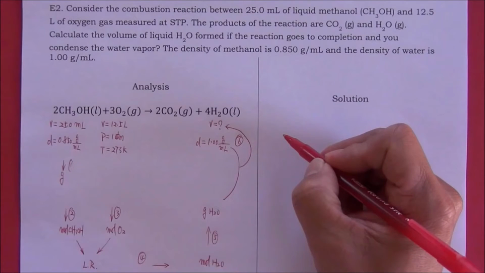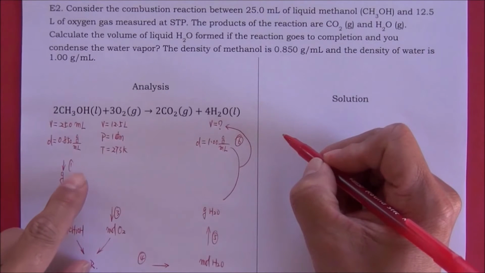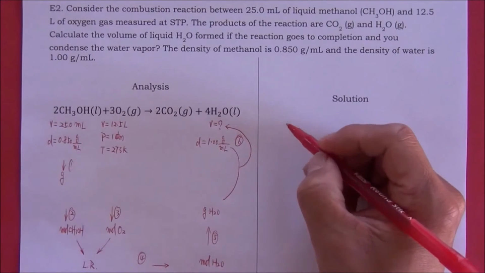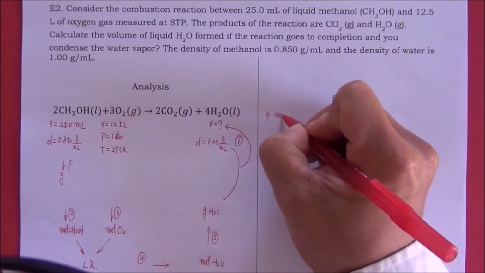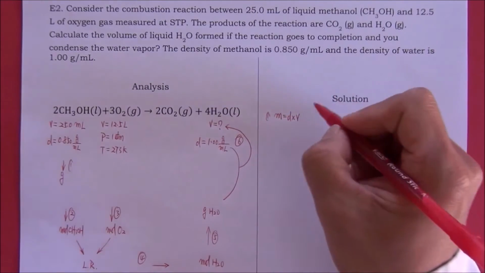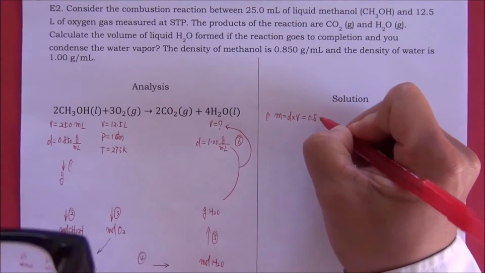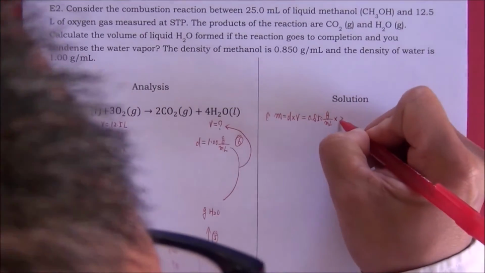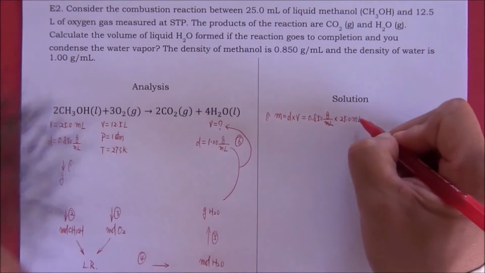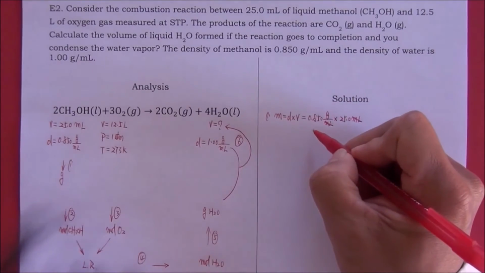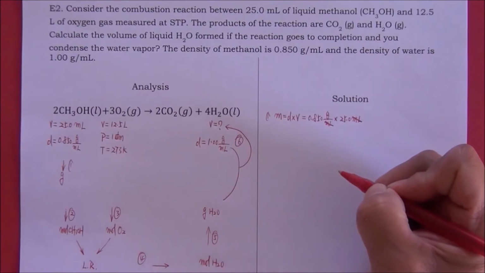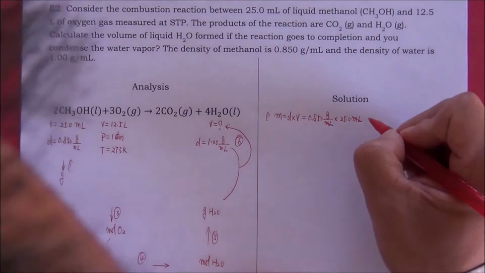Now let me show you the details of each step. Step 1. We want to convert the volume and density into the mass of methanol. The mass equals density multiplied by the volume. Milliliter, they will cancel. After we punch all numbers into a calculator, we get 21.3 gram.